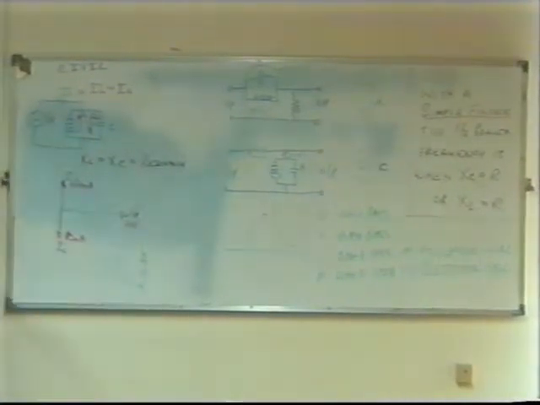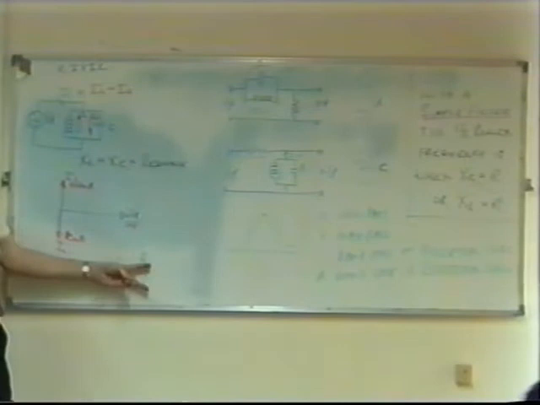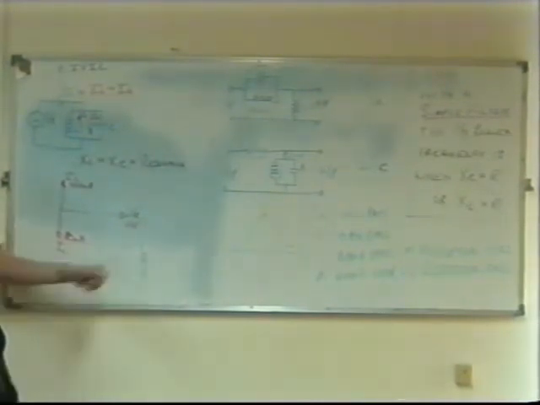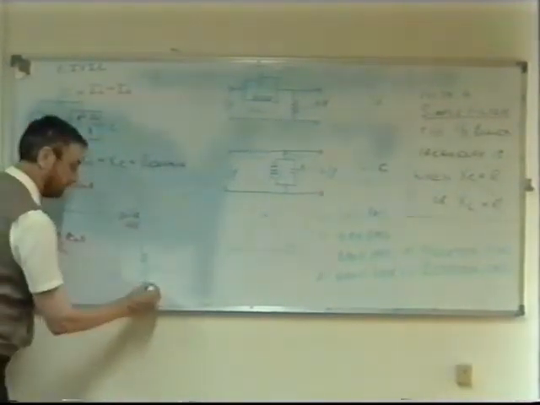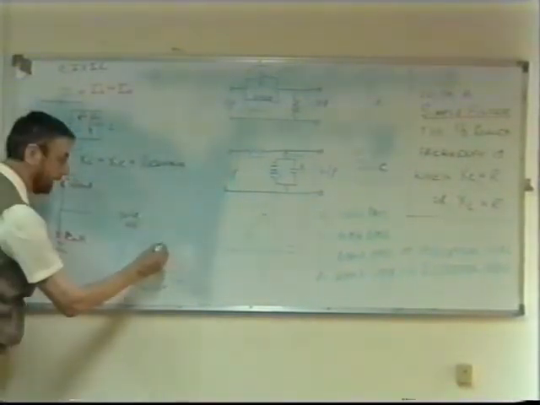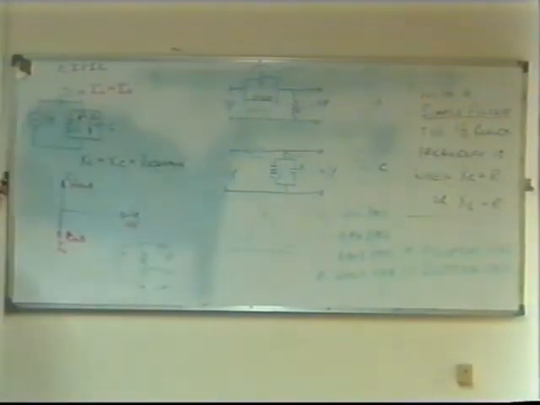If I have a circuit like that, and I took my output from across the capacitor, is that a high pass or a low pass filter? This is the input voltage. I took my output from across the capacitor. Low pass. But if I took my output here instead of here, it's a high pass filter. The opposite.